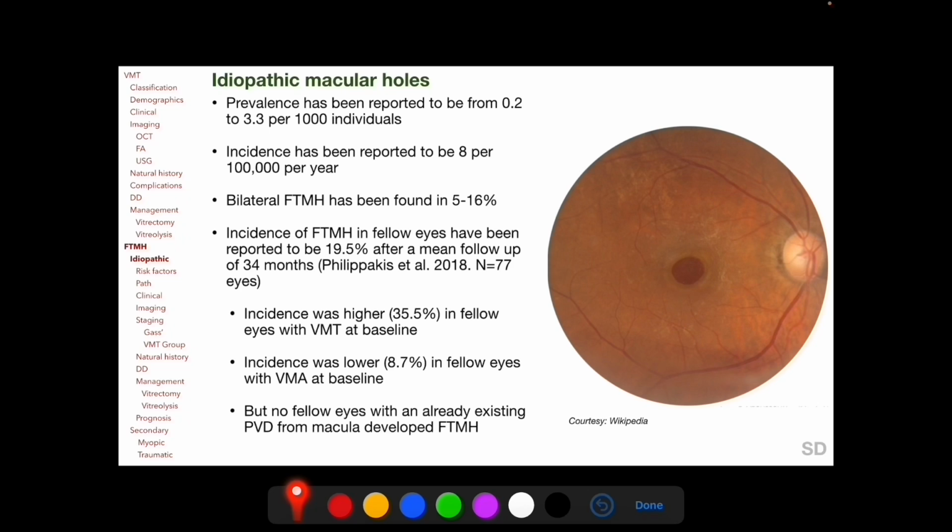Importantly, incidence was higher in fellow eyes with vitreomacular traction at baseline as compared to fellow eyes with vitreomacular adhesion at baseline, but no fellow eyes with an already existing posterior vitreous detachment from the macula developed full-thickness macular hole later, and this is important to remember.